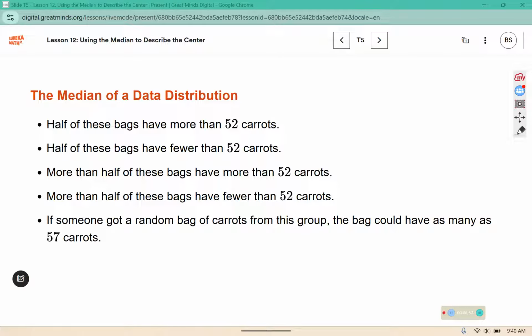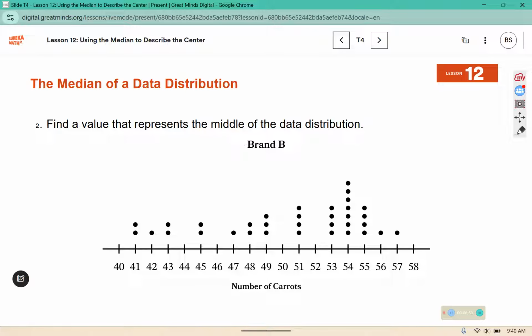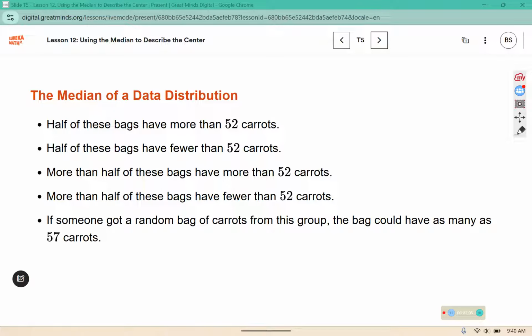All right, let's consider these statements and determine which ones are true. Half of these bags have more than 52 carrots. Well, there were 17 bags to the left of 52, 17 points on this side, and 17 points on this side, which would mean half of them do have more than 52. Half of these have fewer than 52. Well, yeah, 17 of them had fewer than 52 carrots.